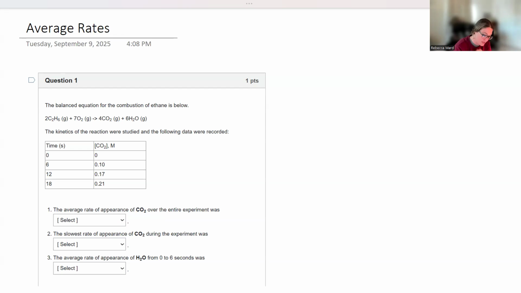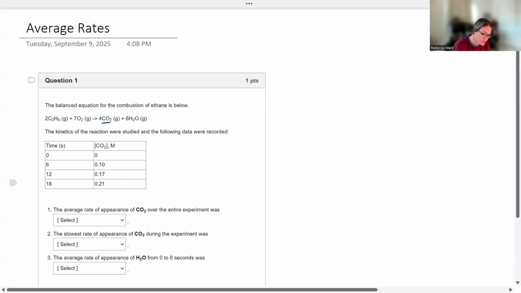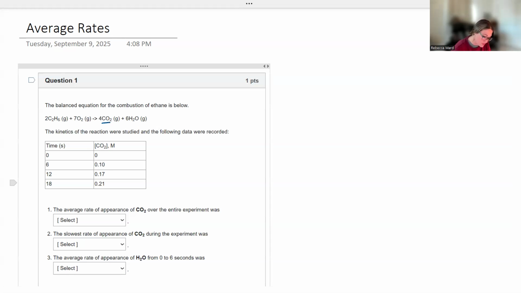We have time, and then at those time points, we're collecting concentrations of carbon dioxide. So that's one of our products, and we're generating that as this reaction proceeds. So our first question here is asking for the average rate of appearance of CO2 over the entire experiment. All right, so we have to just do some reading comprehension here. They're asking for the whole experiment, so all over the whole time, so from 0 to 18 seconds.